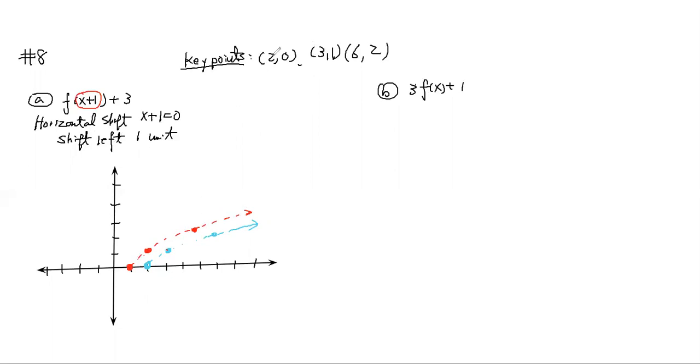And then I see my other one here. This is a +3. So I know if I add anything, this is what I call the vertical shift, right? So this vertical shift, I shift up 3 units here, okay? So now let's try to plot it.